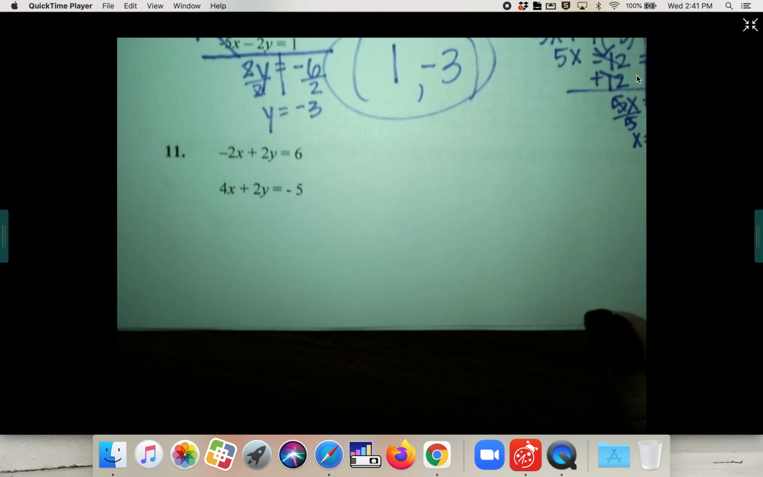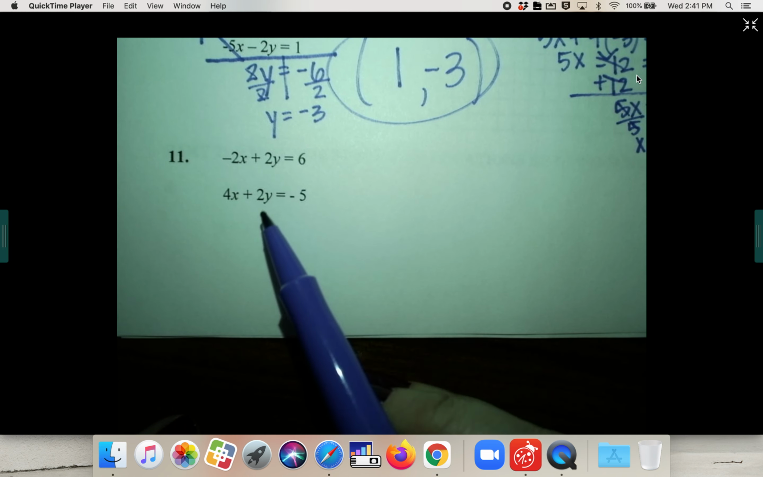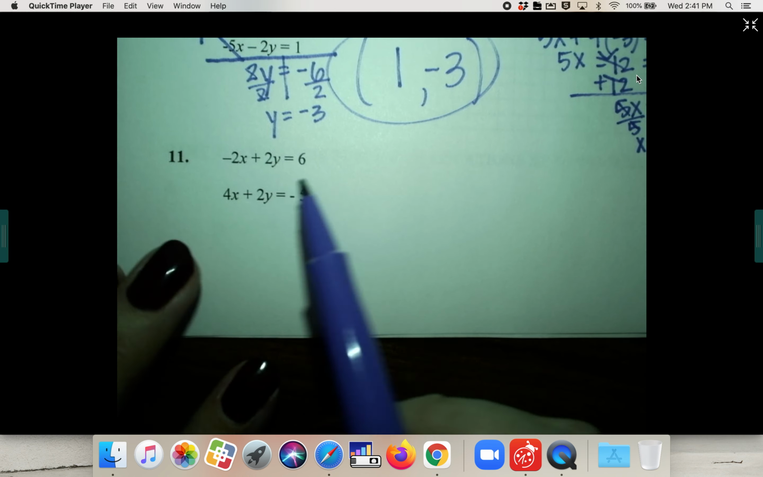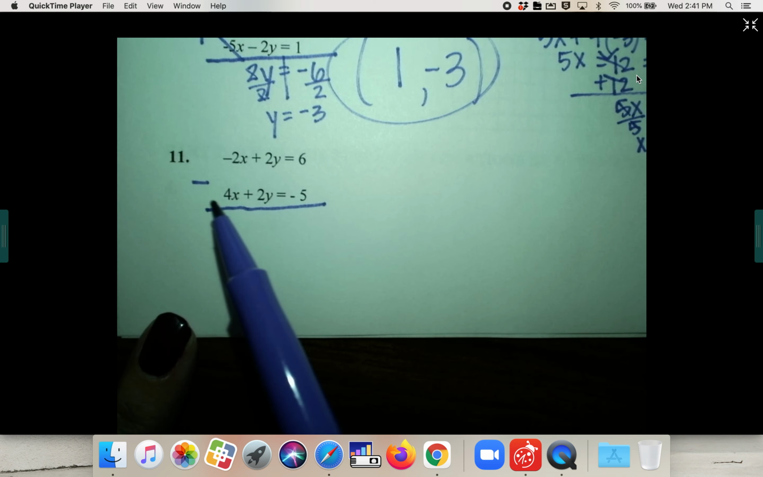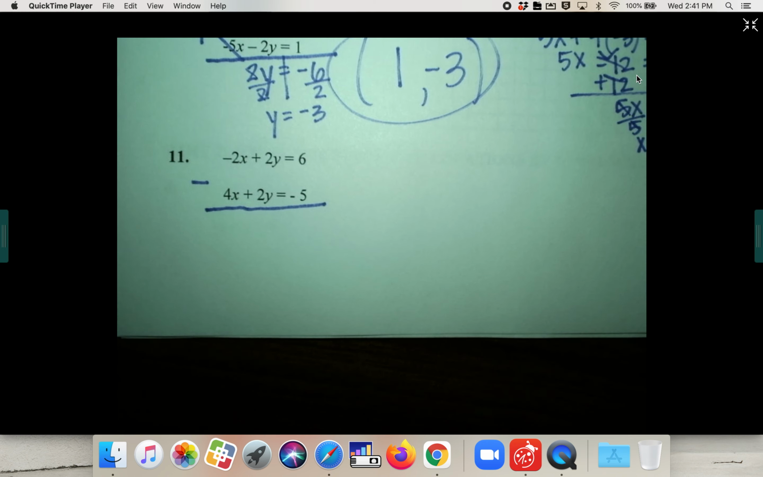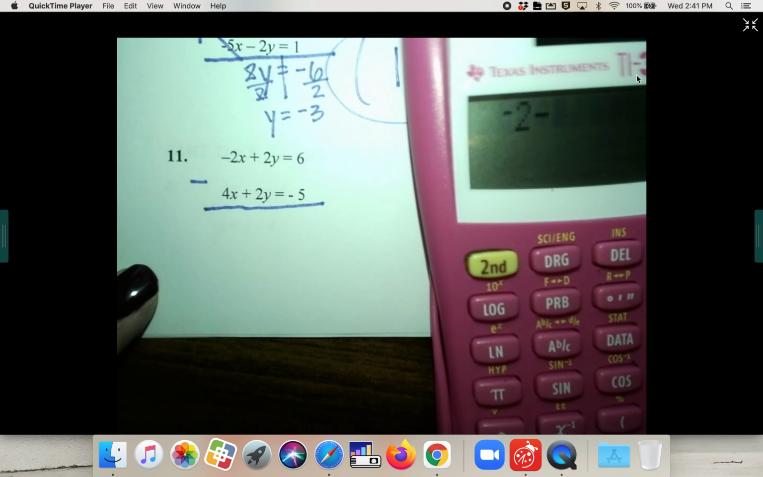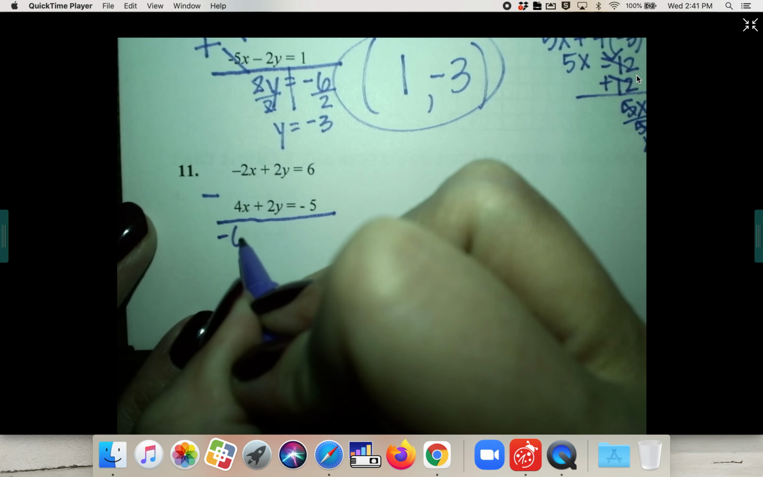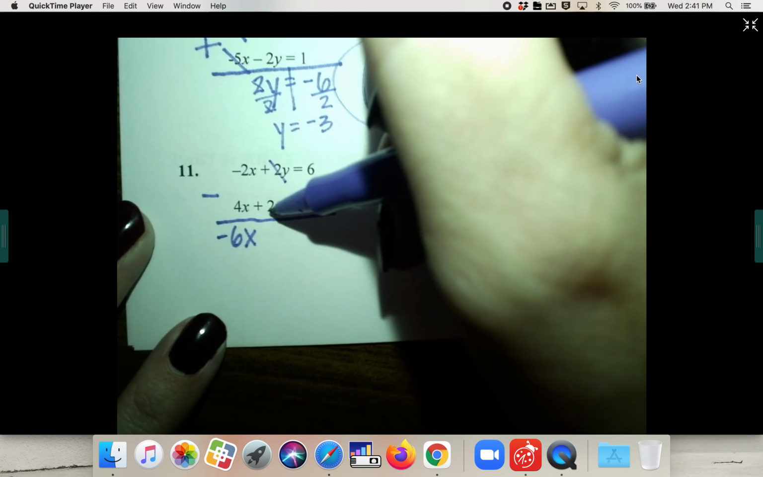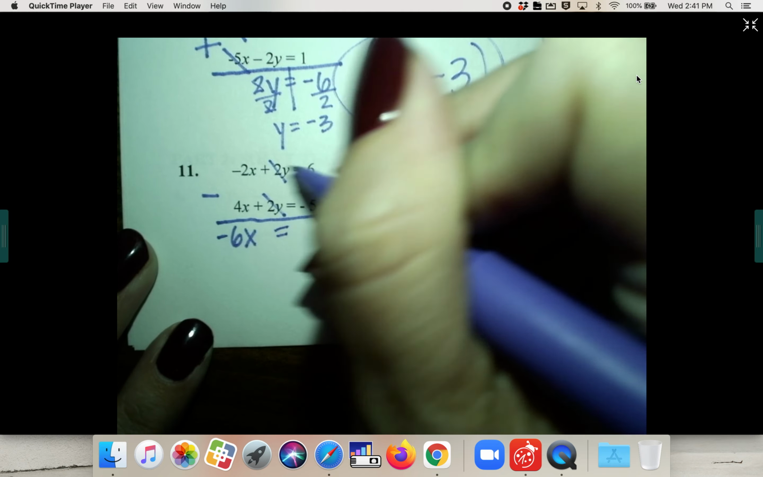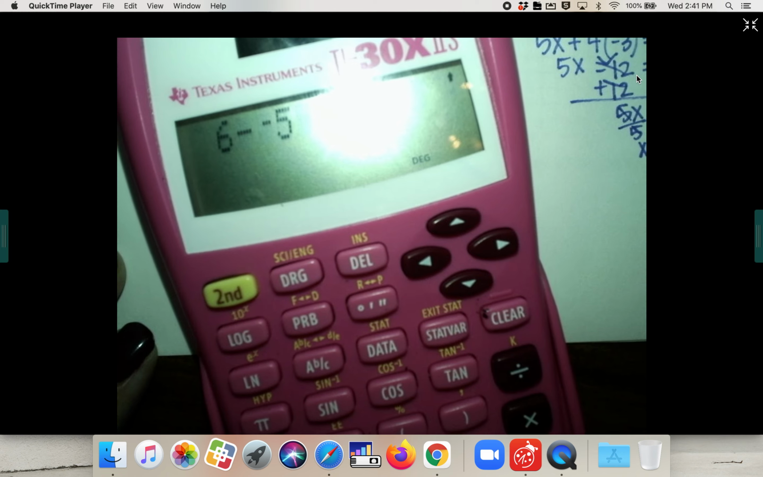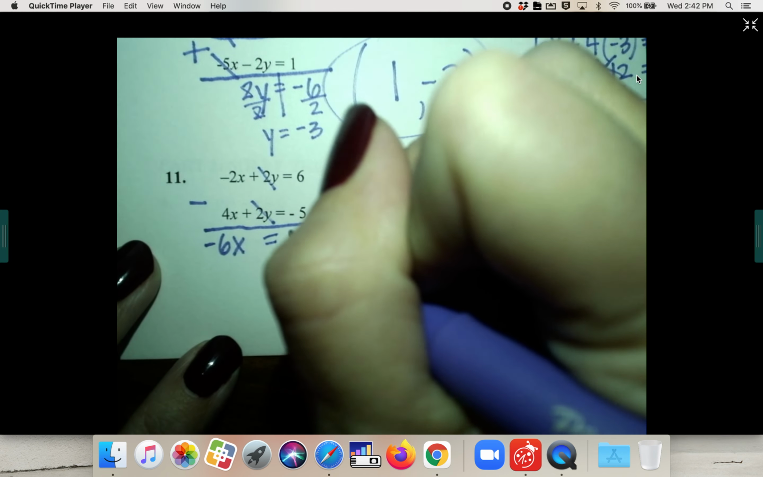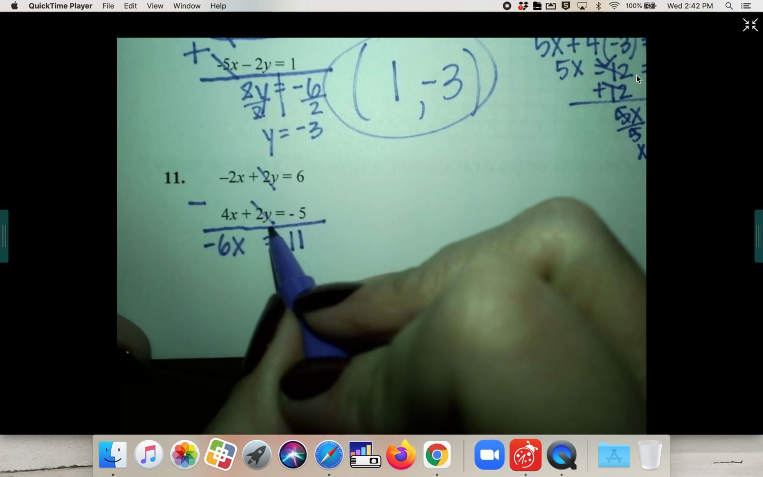All right, last one. I see that these two would already eliminate just by subtracting them. So I am going to subtract all three terms. So negative 2x minus 4x. I'm going to use my calculator just because negatives are a little tricky. So if I do negative 2 minus 4, it should be negative 6. So be careful on this one. This is negative 6x. If I subtract 2y minus 2y, those eliminate. And 6 minus negative 5. Be really careful with negatives. 6 minus negative 5 is positive 11. So be careful there.